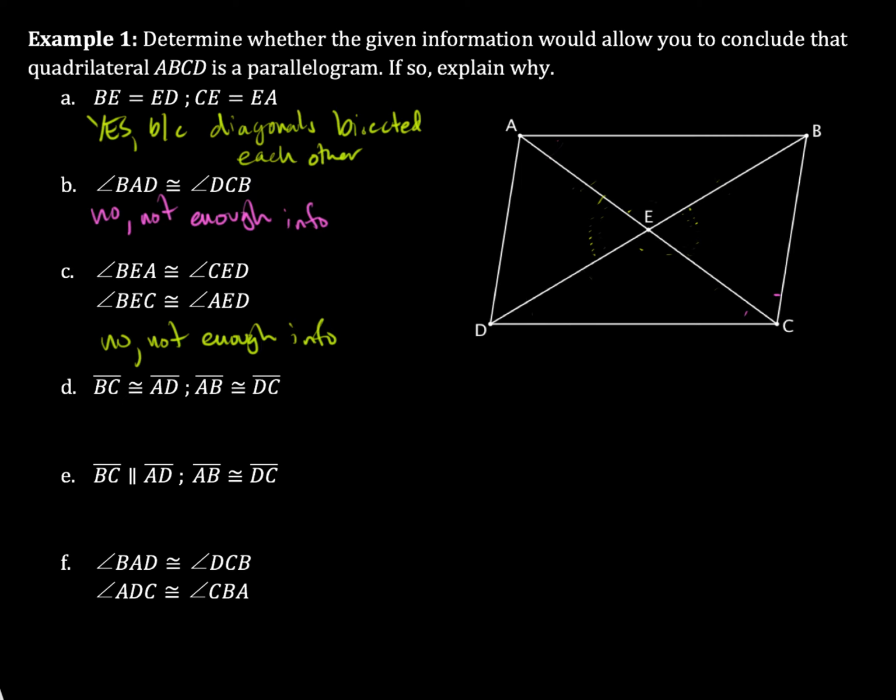Next up, we got segment BC congruent to segment AD, and segment AB congruent to segment DC. Okay, now we're in business, right? This is one of the theorems we learned about. This is going to be a yes, because what we have in this picture is both pairs of opposite sides are congruent. So this must be a parallelogram. All right.